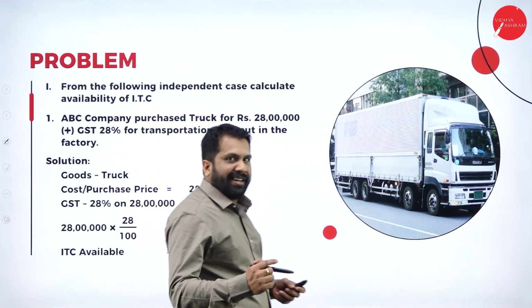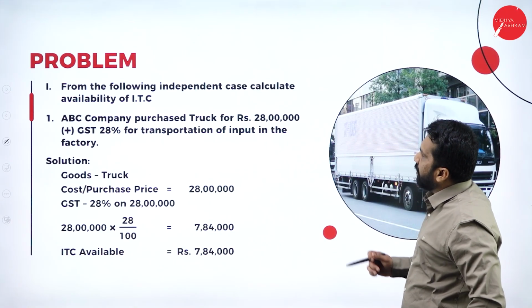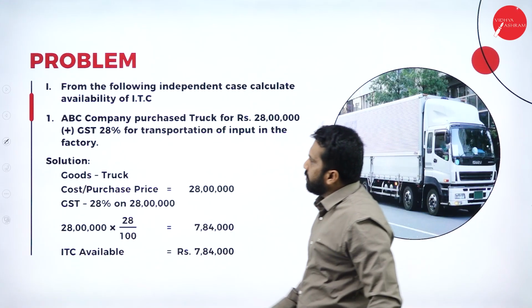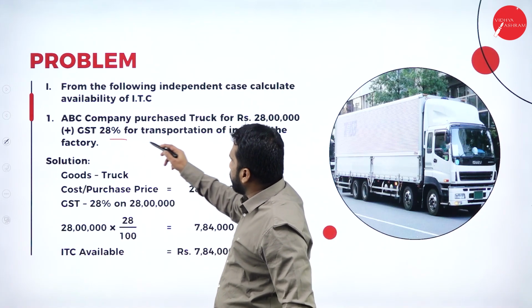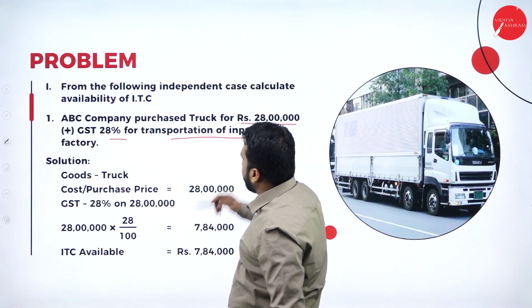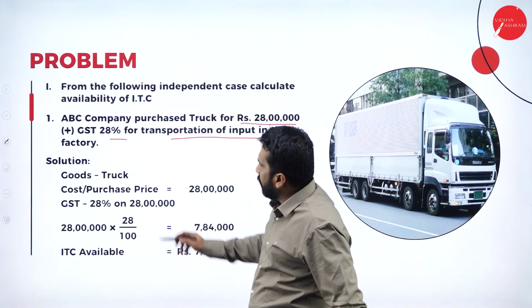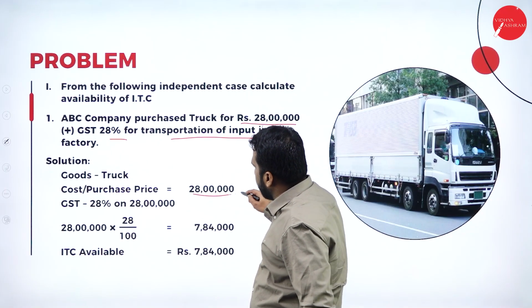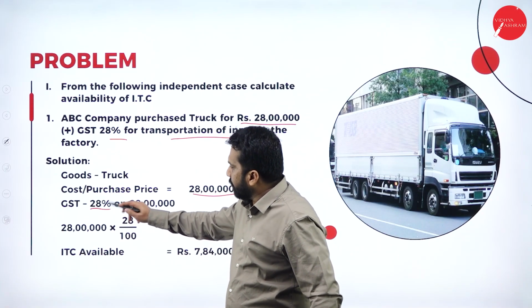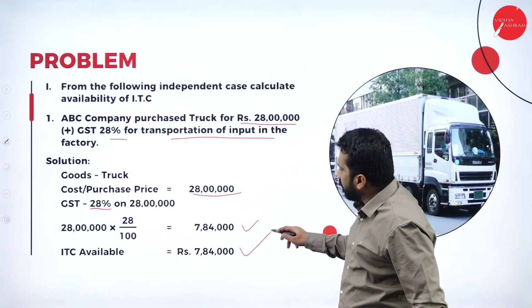Similarly, we'll go for the next one. In this, from the following independent cases, calculate availability of ITC. GST 28%, transportation of input. Purchased a truck for 28 lakh. The percentage is 28%. Then, truck value is how much? 28 lakh. On that, calculate 28%. The answer is 7,84,000. ITC completely included.